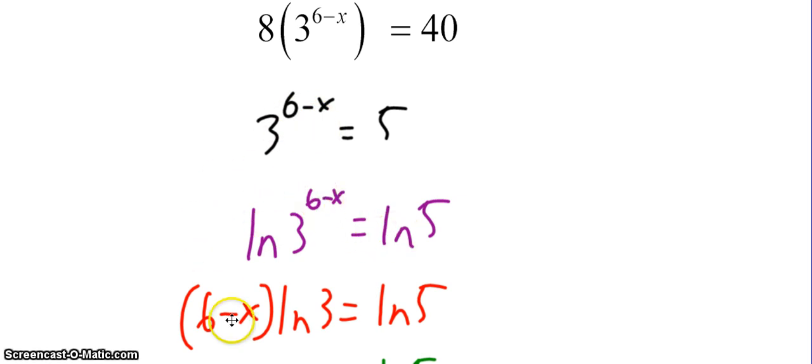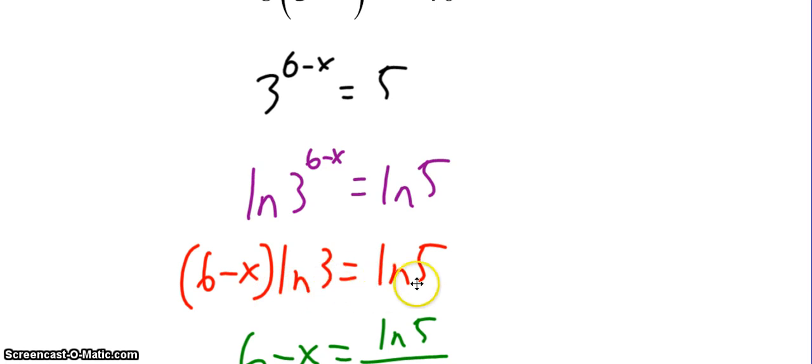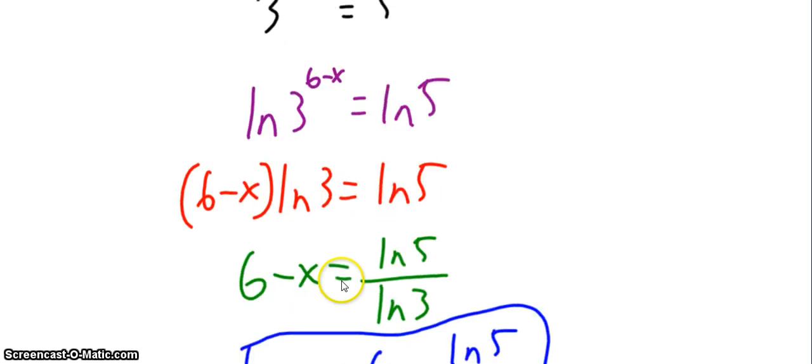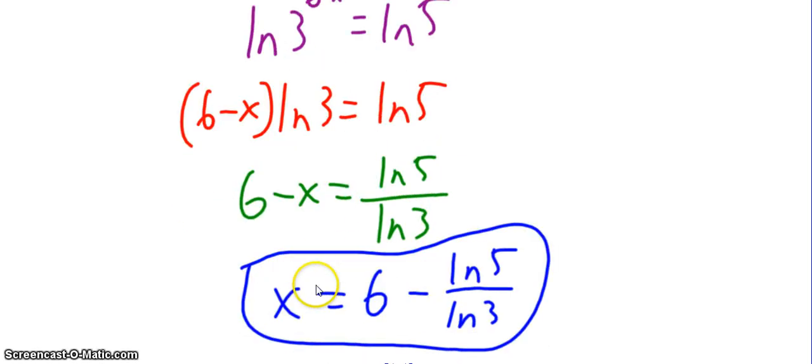When I took the natural log of both sides, now I can bring down my exponent. So 6 minus x times natural log of 3 equals natural log of 5. Divide by natural log of 3, and then I can subtract 6 and divide by negative 1. So that's how I get x equals 6 minus natural log of 5 over natural log of 3. But again, if you chose to do log base 3, you would have x equals 6 minus log base 3 of 5. Perfectly acceptable. Same answer.